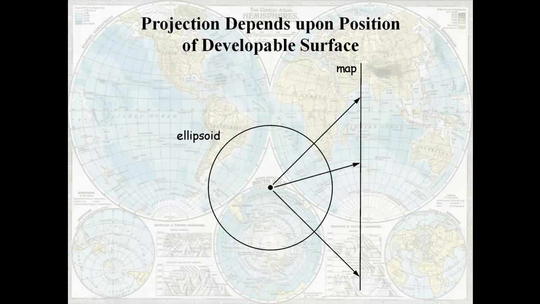These projections depend, in concept, upon where the surface is with respect to the surface of the planet. So if my map is a long way away from the surface of the planet, and you can imagine the projection occurring from here, I'm going to be projecting this arc onto this straight line. If this line were further away, the straight line would be a larger straight line. So it depends on where the surface is positioned with respect to the surface of the planet.